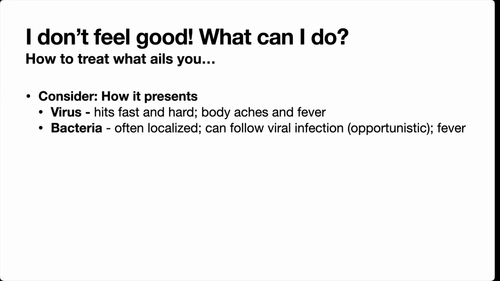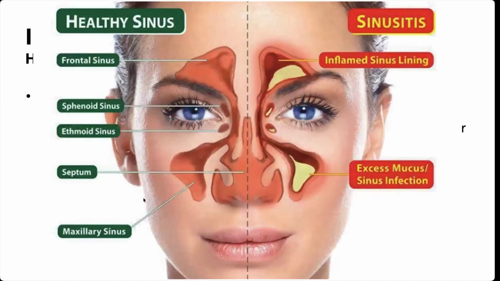With bacteria, often this is localized. So for this, I ask you to think about sinus infections. And so usually that's localized to right here. Chest infections, it's localized to right here, but you're not going to have achy joints, usually. And once again, this is very person specific. The thing with bacteria too is that it often follows a viral infection. And so in this way, we can talk about some bacterial infections as being opportunistic, and usually bacterial infection will present with a fever.